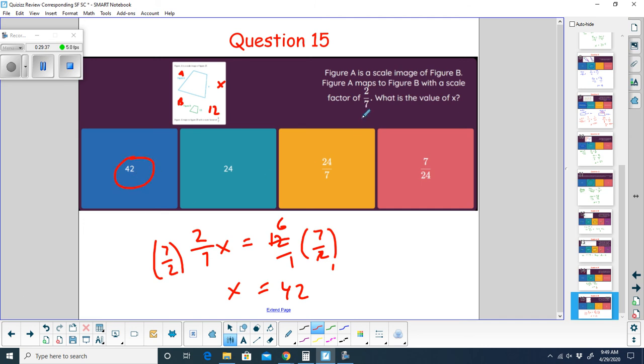Once again, this is a scale factor less than 1. So if I take 42 times 2/7, I'm going to end up with a smaller number, which is 12.